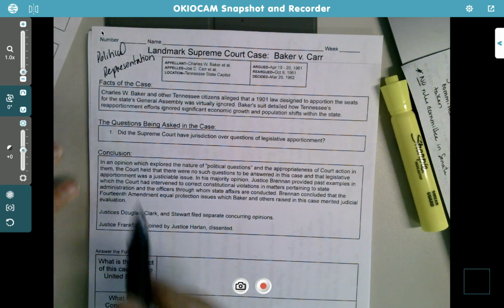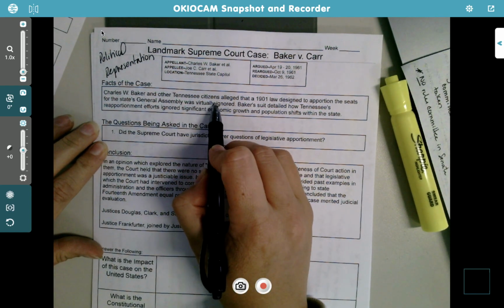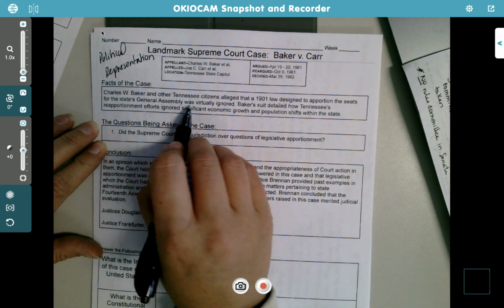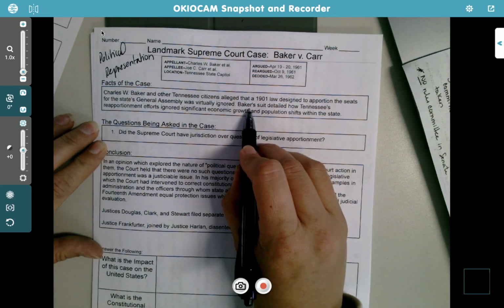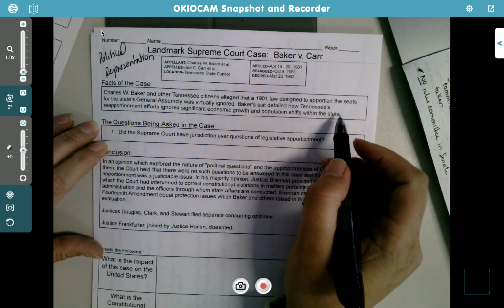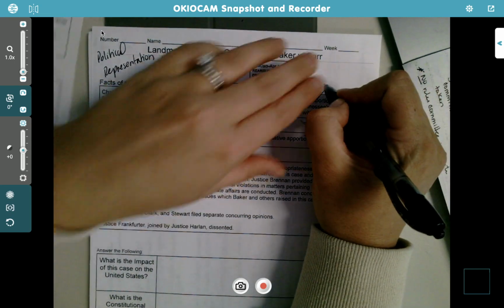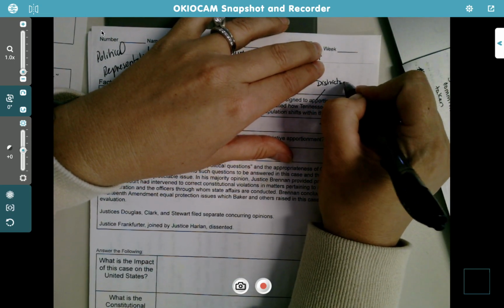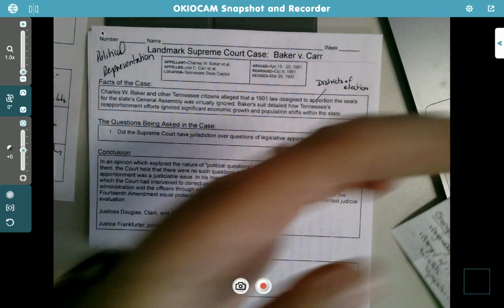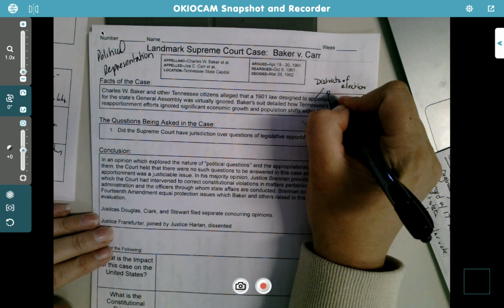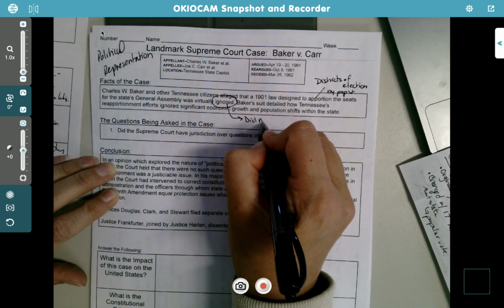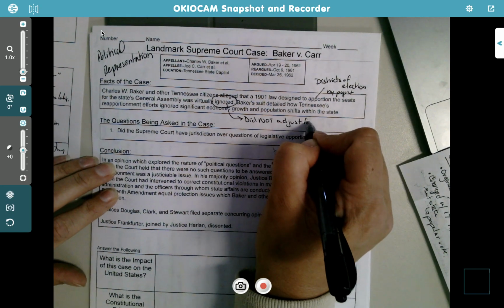Charles W. Baker and other Tennessee citizens allege that the 1901 law designed to apportion the seats for the Senate for the state's General Assembly was virtually ignored. Baker's suit detailed how Tennessee's reapportionment efforts ignored significant economic growth and population shifts within the state. Apportionment, as we just wrote on our sheet, is the distribution of seats based on population. So what they're saying is it was virtually ignored, which means they did not adjust for population changes.